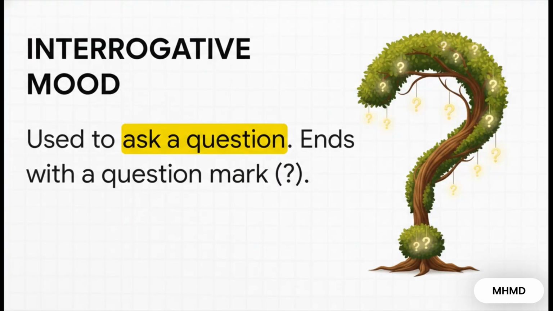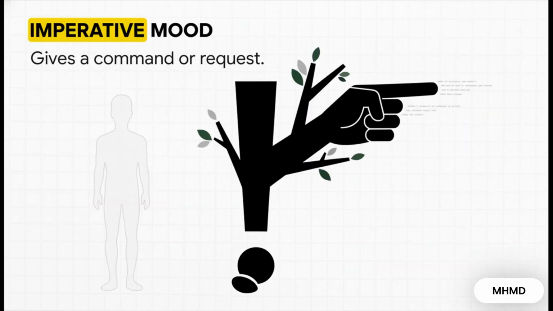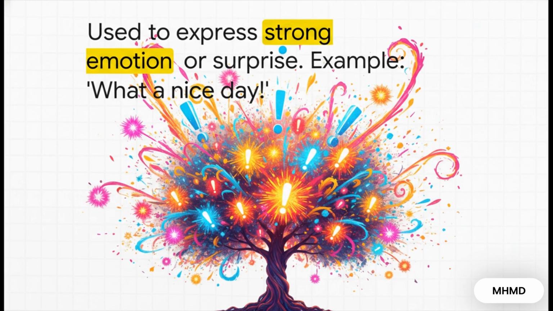Next is the interrogative mood. Think interrogate. It asks a question. Does the seed grow? It always ends with a question mark, and its whole job is to ask for information. Then you have the imperative mood. This one gives a command or makes a request. Grow seed. Now here's a cool little trick with this one. Where's the subject? It's actually hidden. The subject is an implied you. The sentence is really saying, you grow seed. Pretty neat, right?